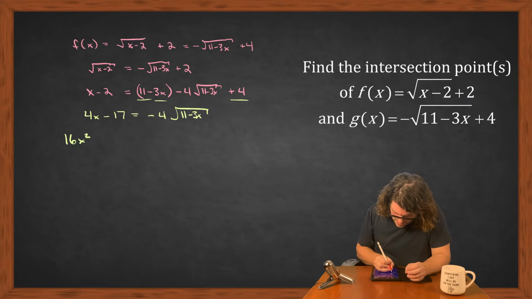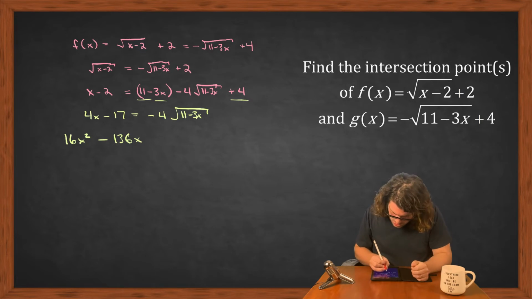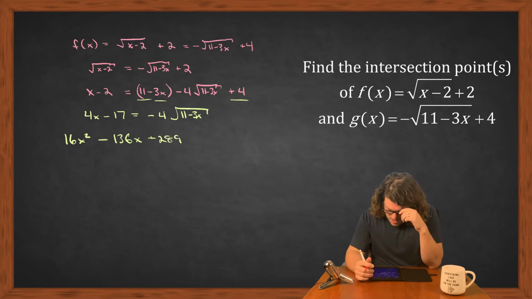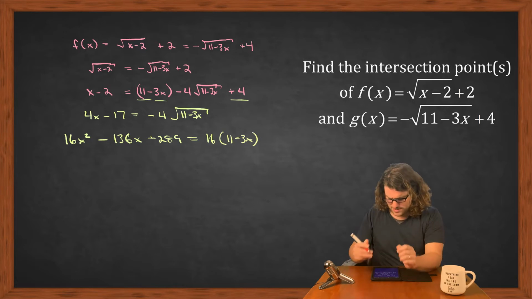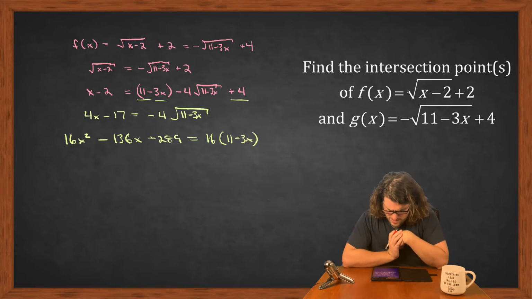Ooh, I better be right. All right, minus 136x plus 17 squared. So that is going to be 289, I believe. All right, on my right-hand side, I'm going to have negative 4 times negative 4 is 16, and then the square root times itself is going to get rid of that square root value.